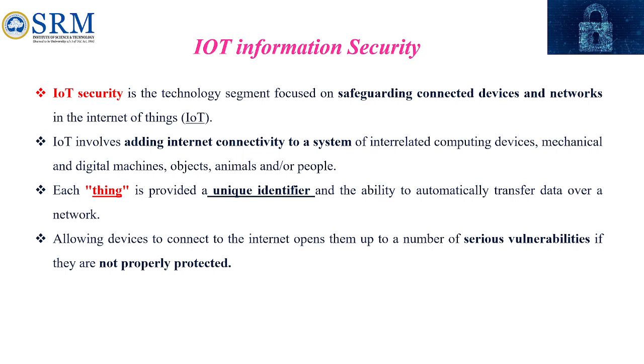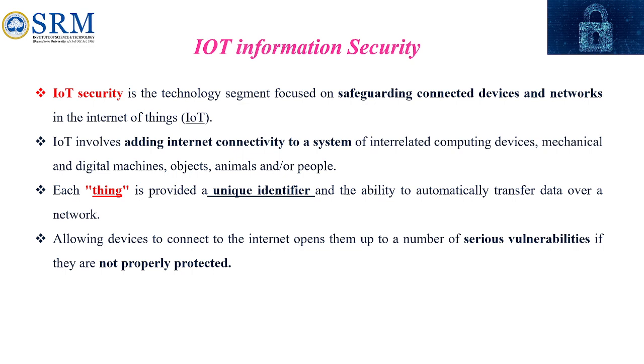And whatever we say is an IoT, we can simply call it a thing. Each thing is provided a unique identifier. We can automatically identify each person, each animal or each object, whatever digital machine it might be. It automatically transfers data over the network. This is what IoT actually is. And it allows devices to connect to the internet and opens them up to a number of serious vulnerabilities if they are not properly protected.